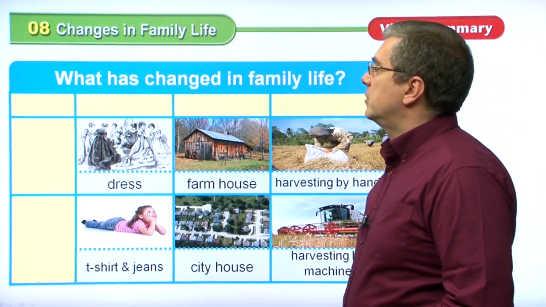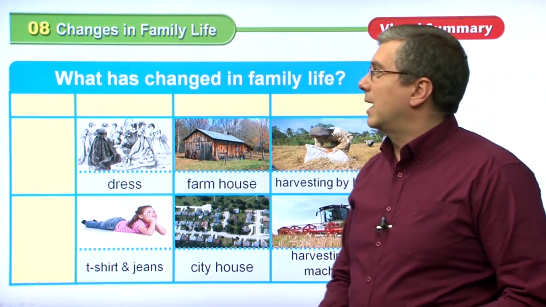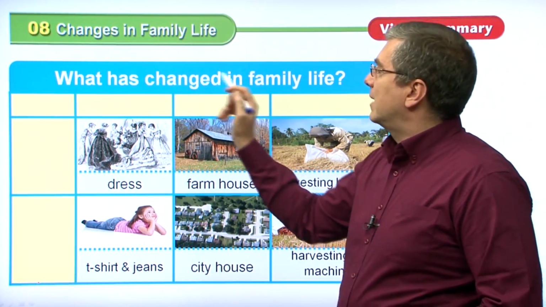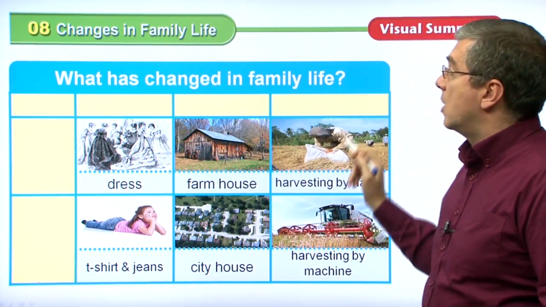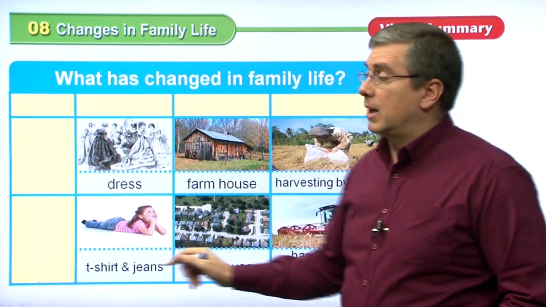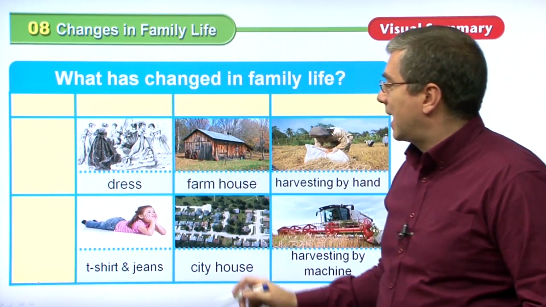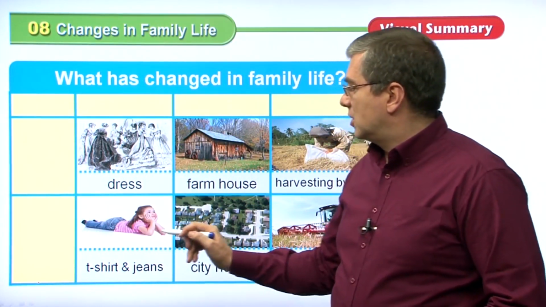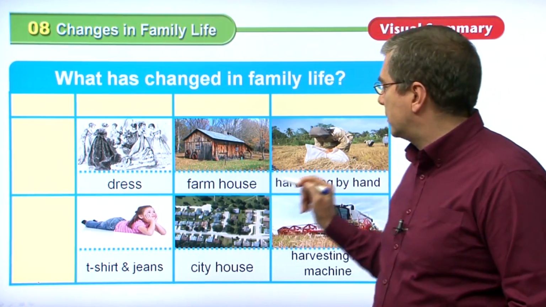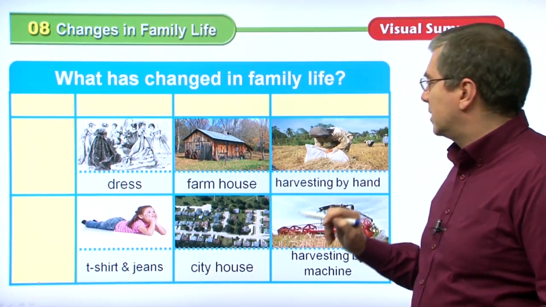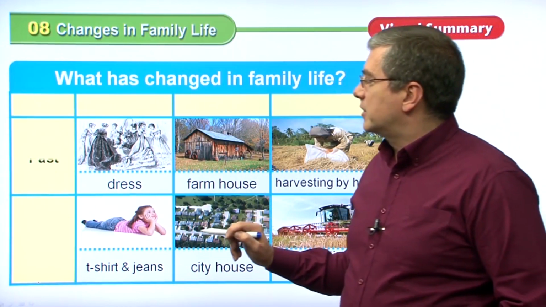Okay, let's move on to our chart that we saw before, right? This is our chart that shows what has changed in family life. Wow, it's a big chart, right? We've got all these different things, okay? So we see dress, t-shirt and jeans, farmhouse, city house, harvesting by hand, harvesting by machine. So what's our first blank here?